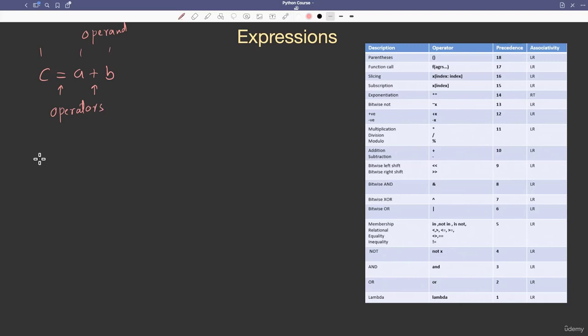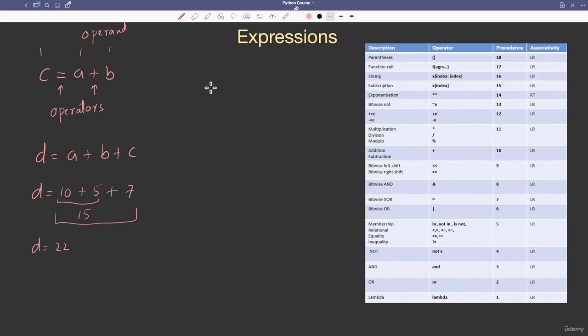Let us take an example. I want to write an expression like D assign A plus B plus C. What does it mean? Add the value of A with B and the result should be added with C. Suppose it is 10 plus 5 plus 7. First 10 and 5 are added, result is 15. Then in that 15, this 7 is added. 15 plus 7 is 22. So D becomes 22.